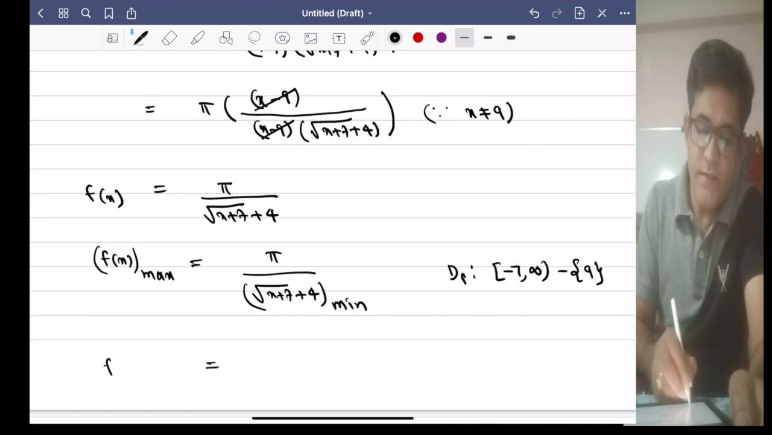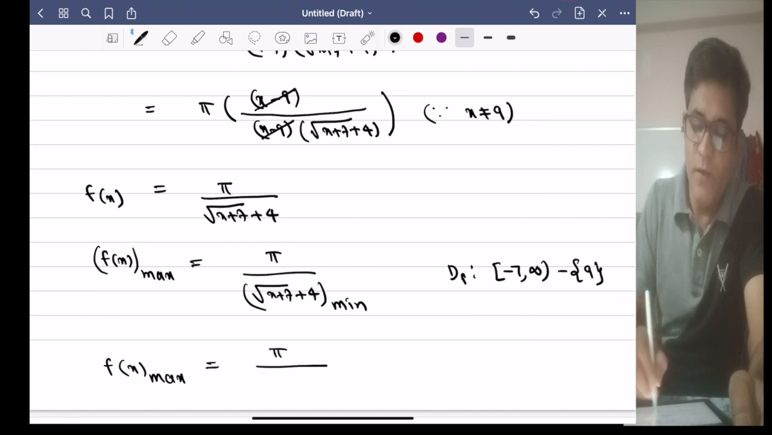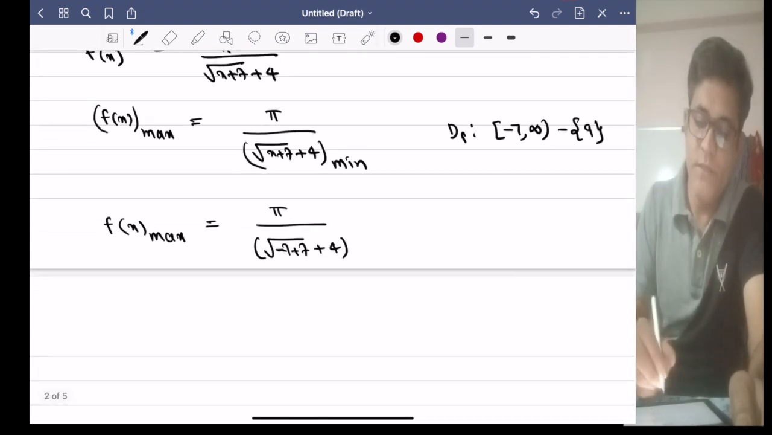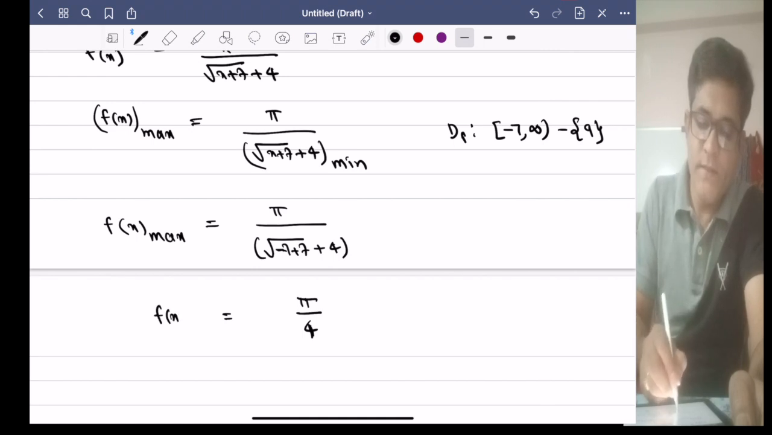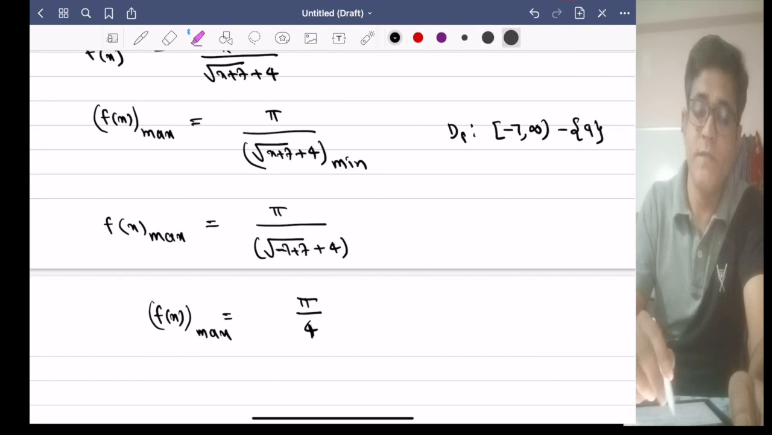Therefore f of x maximum is equal to pi over square root of minus 7 plus 7 plus 4, which is equal to pi over 4. So this is the f of x maximum value. F of x maximum is this one.